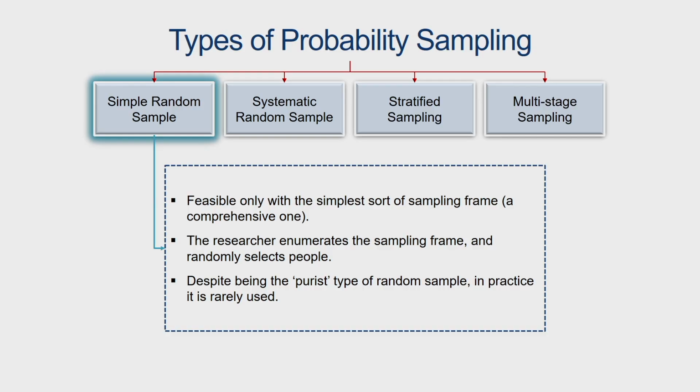So, simple random sample is feasible only with the simplest sort of sampling frame, but it is a comprehensive one, and the researcher enumerates the sampling frame and randomly selects people. Despite being the purest type of random sample, in practice it is rarely used. However, most village surveys, evaluation studies which have door to door surveys, we make use of simple random sampling methods.